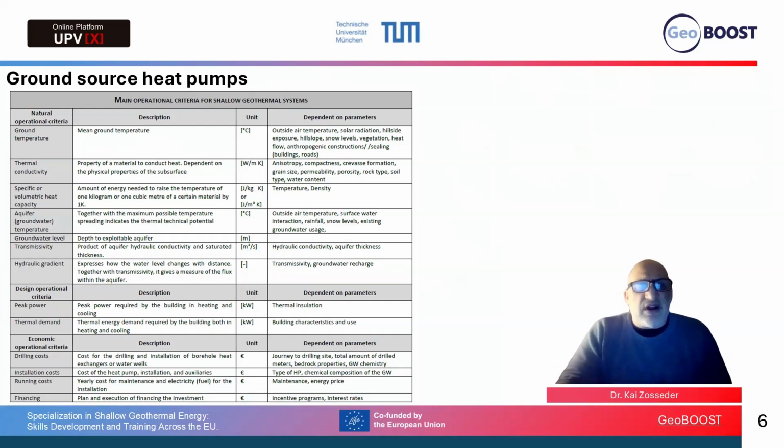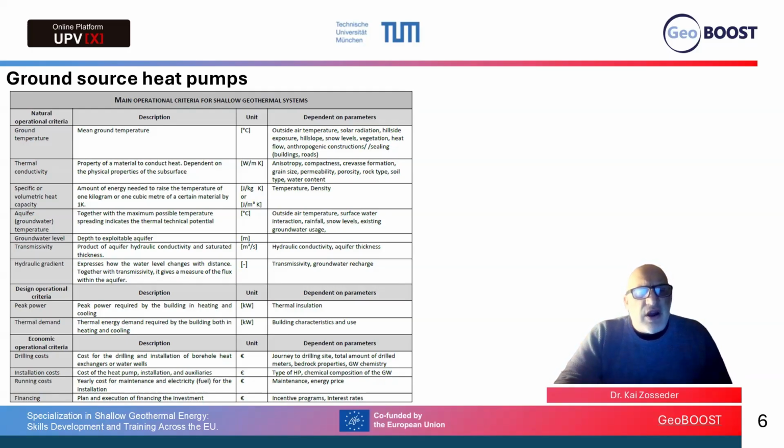Then we need one of the key parameters, the thermal conductivity. So the property of a material to conduct heat, which is a very, very important parameter for us, and also very essential for the efficiency of such a geothermal heat pump. Also, not only how the heat can be conducted, but also how much heat can be stored in the underground. This is the specific or volumetric heat capacity, which we have to know and have to measure. And these are the main parameters we need for so-called closed loop systems.